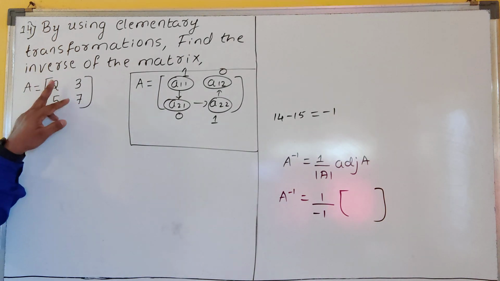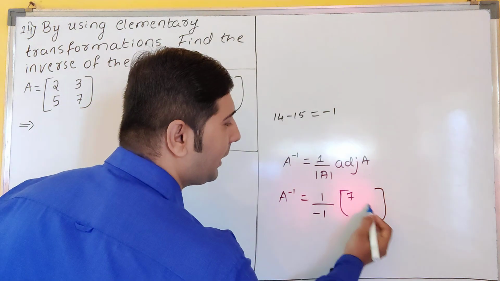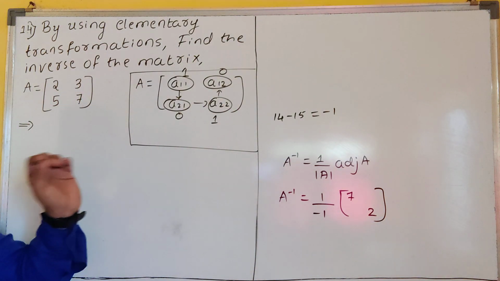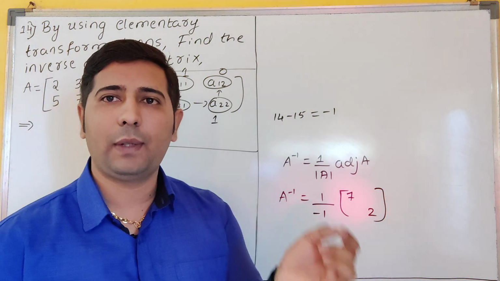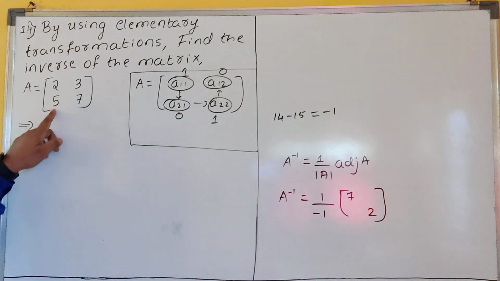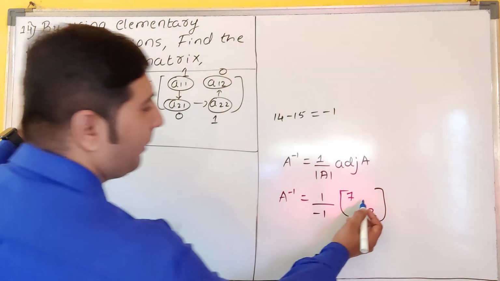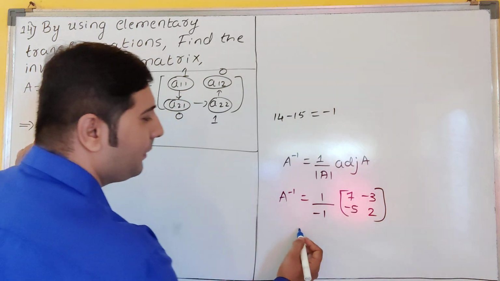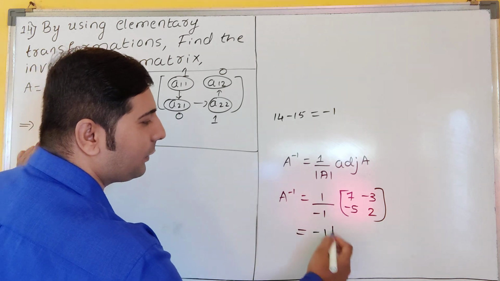2 and 7 is there, no? You interchange them. So this will become 7 and 2. So 5 and 3, you change their sign, dear students. Sign. Plus will become minus. So don't interchange them. Change the sign. Minus 3 it will become, and 5 will become minus 5. So 1 by minus 1, minus 1.